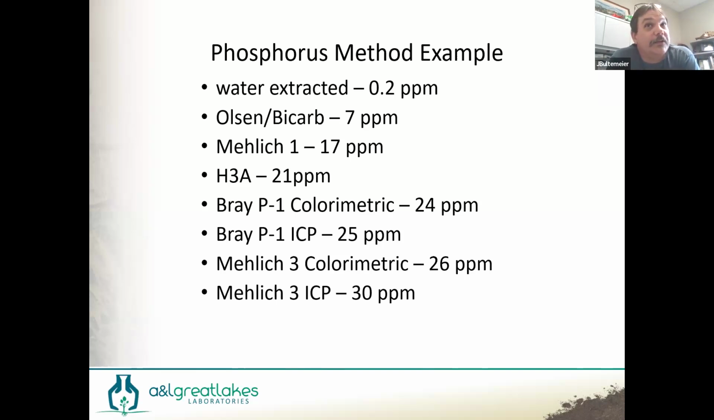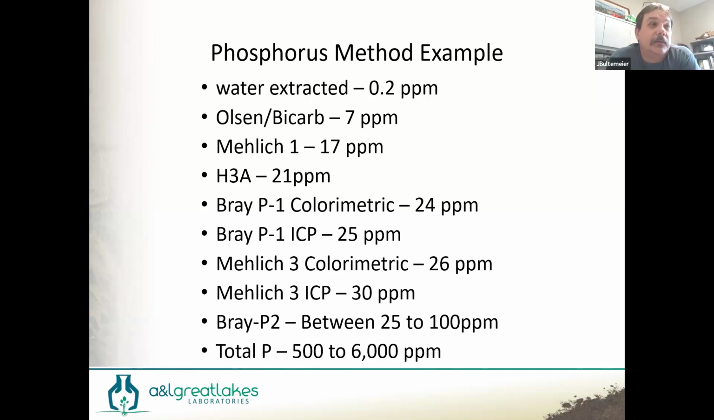Unfortunately, we're not done. There's more ways to do phosphorus. Bray P2 could be anywhere from 25 to 100 parts per million soil test result. And here's the real kicker, is total. In that same soil sample, we might have as much as 5 to 6,000 or as low as 500 parts per million. So if I were to use any one of these methods in the wrong interpretation chart, I could get wildly different answers.